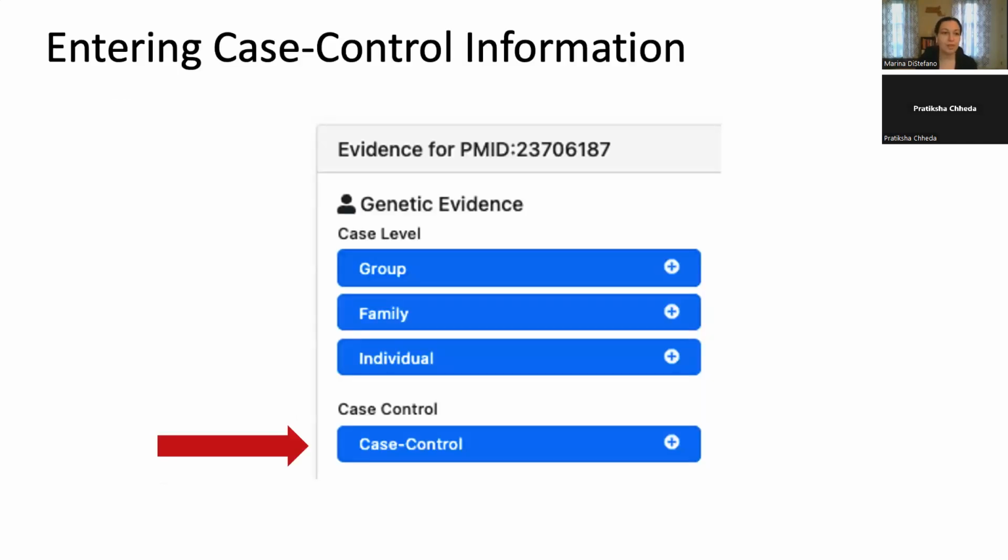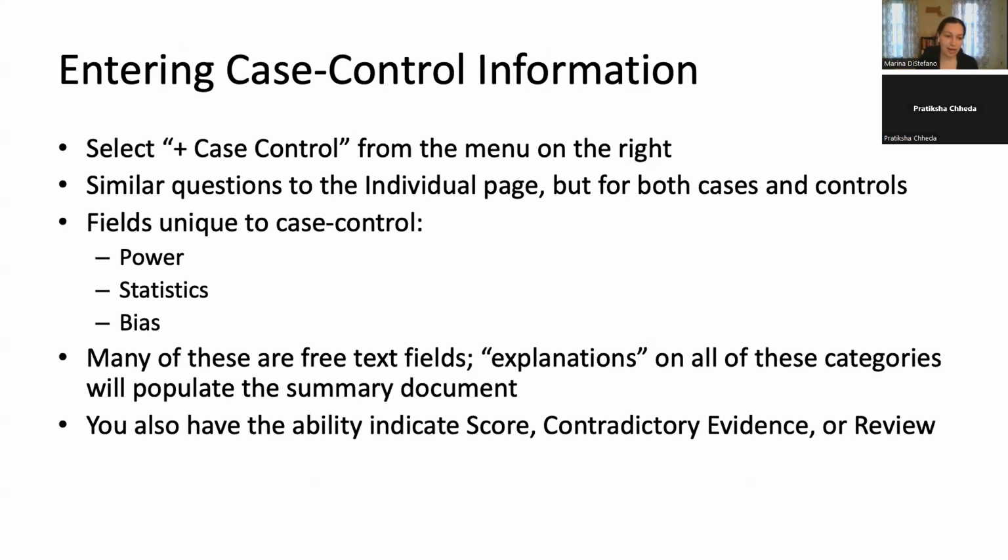Okay, so the last piece of genetic evidence that you would enter potentially, and I would say most people don't run into this, but it's a case control. So you would click add case control and then similar questions to the individual page, but for both for cases and controls. And there are fields that are unique to the case controls. Often these are free text fields to comment on the power and the statistics and the bias.